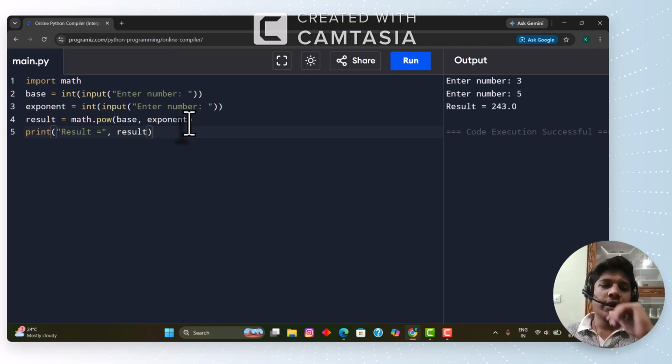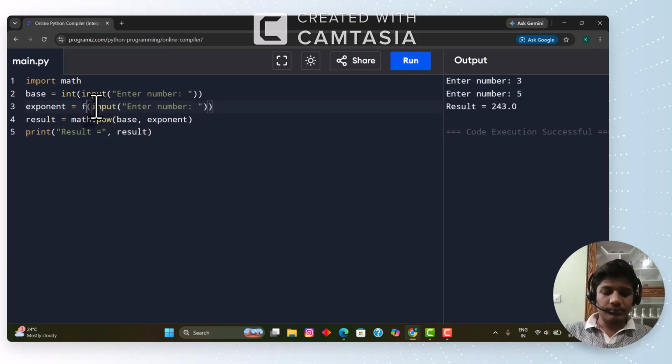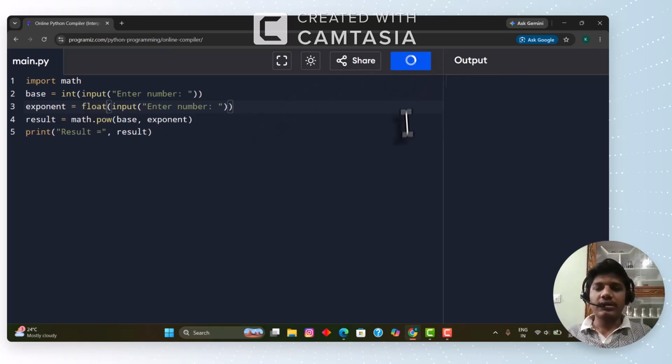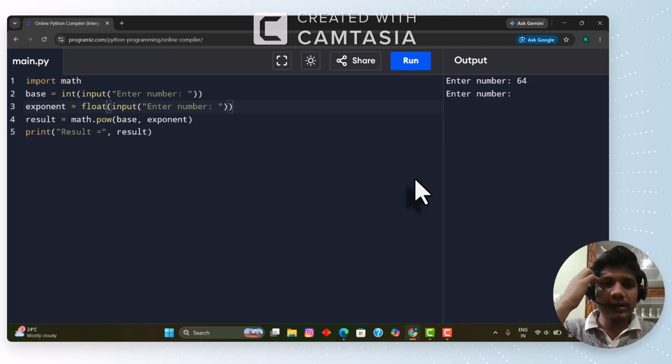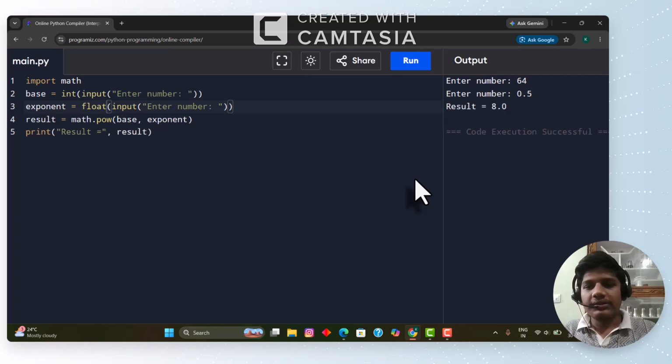For example, you can use this power in the form, write this as a float. Okay, exponent is a float. So when you run it again, it will ask for the number. For example, you enter 64. Okay, 64 is an integer. Now we say that we are entering a float data type, right? So enter 0.5, and we get 8.0. So this is how we get the square root also. When we enter 64, we get 8.0.